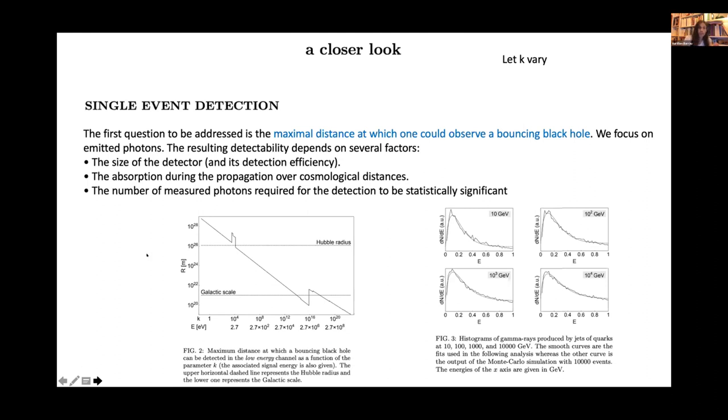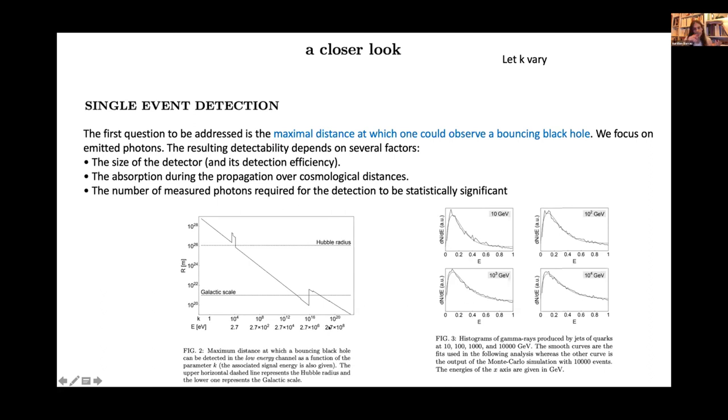The result, of course, depends on the size and efficiency of the detector, on the absorption process over cosmological distances, and the number of measured photons required for the signal to be significantly above the background. So, of course, I skip the calculation, but at the end of the day, we end up with something like that, which shows the maximum distance at which an event can be measured as a function of this k parameter, which is unknown and just bounded from below. And this is the Hubble radius. This is a galactic scale.